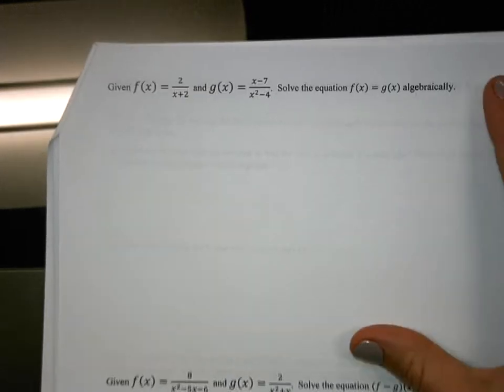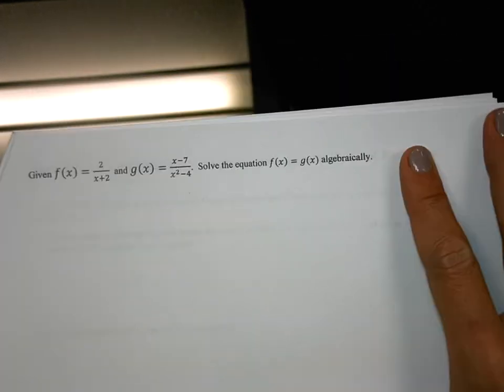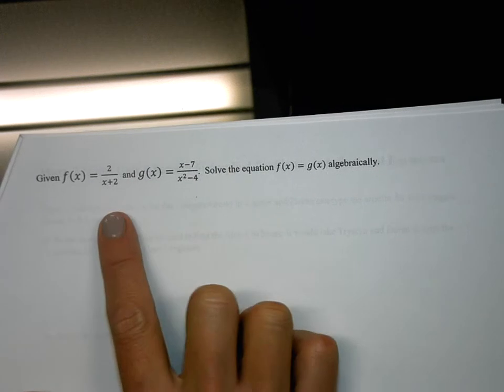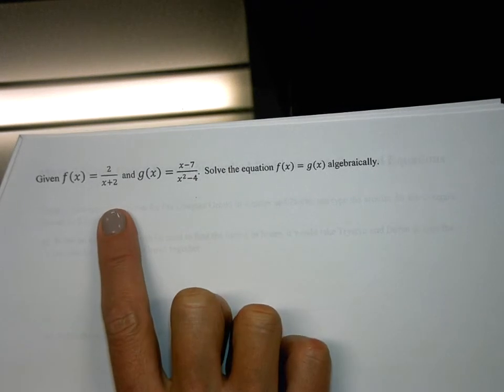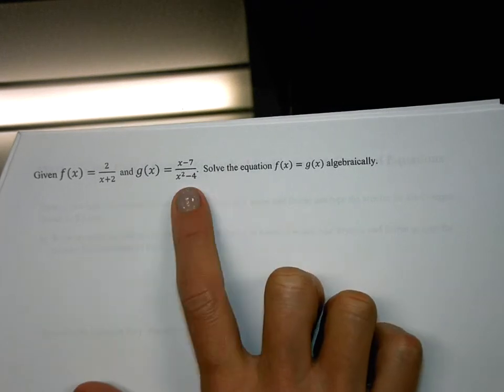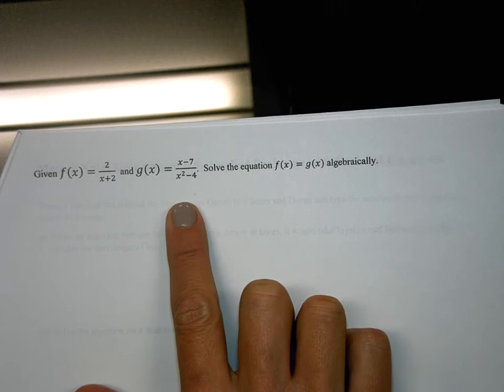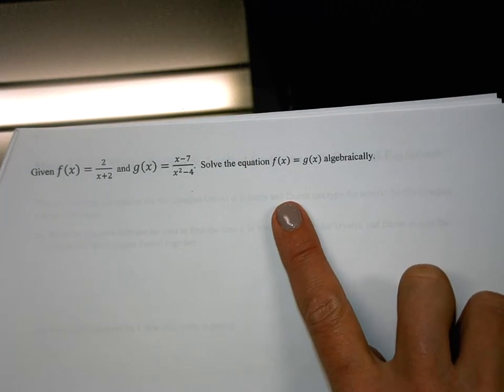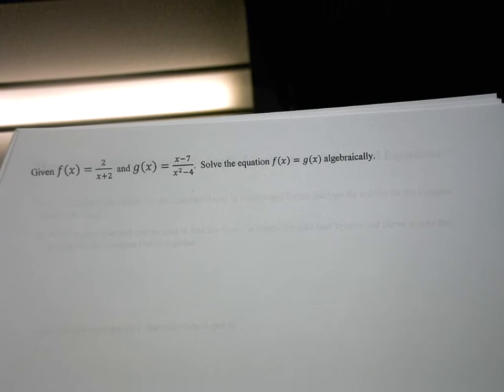And I'm not going to solve both of these, but I want us to set them up. So here it says given f of x equals 2 over x plus 2, and g of x equals x minus 7 over x squared minus 4. Solve the equation f of x equals g of x. How would I solve this? What would I do?